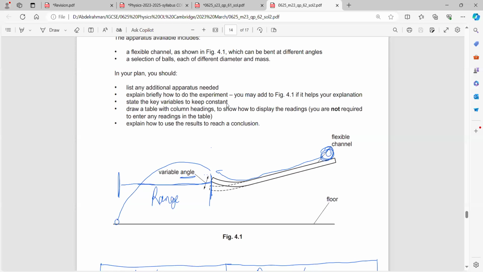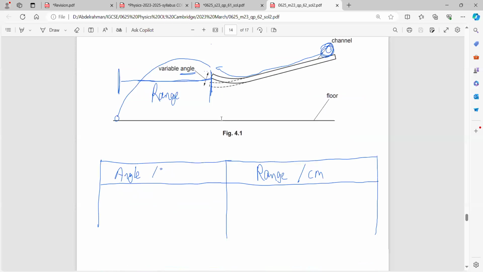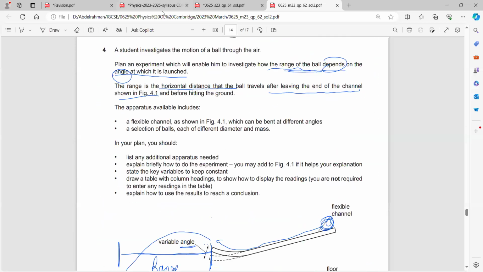What was the range in this question? The range was the distance between when the ball left the channel and until it reached the ground. This was the range of the ball in the air. I guess we've gone through most of the hard questions. Let me just open up one last exam, and we will be done, inshallah.